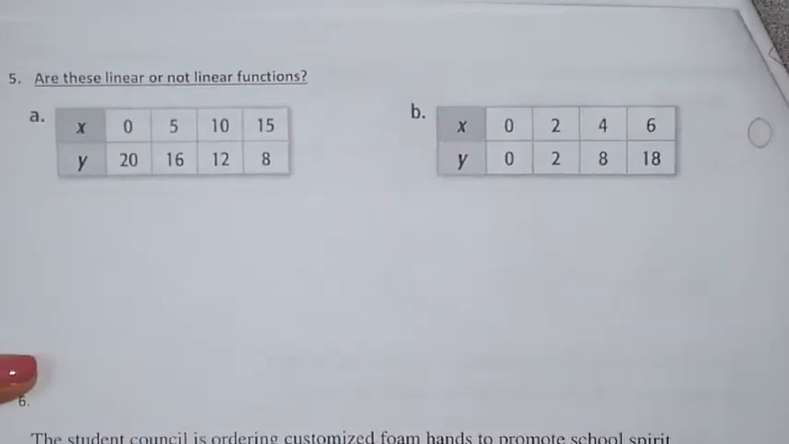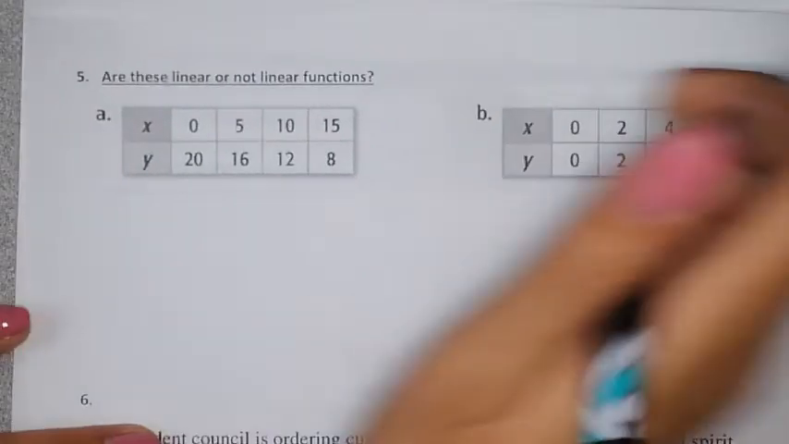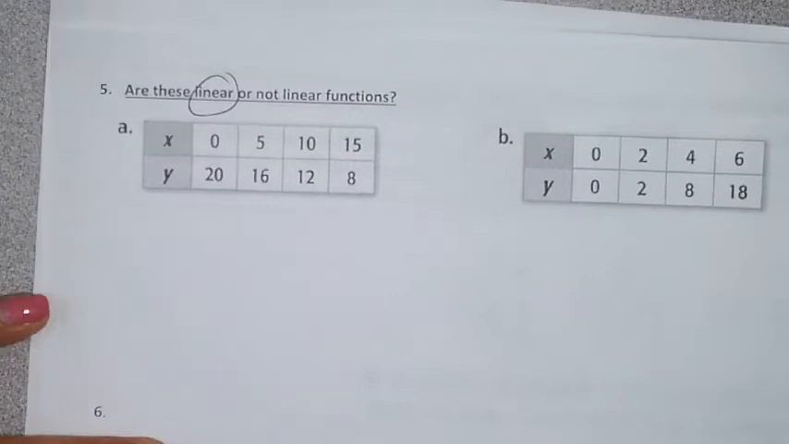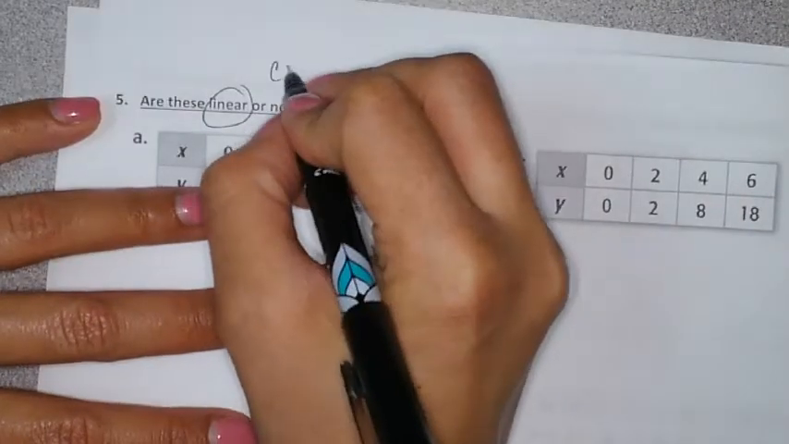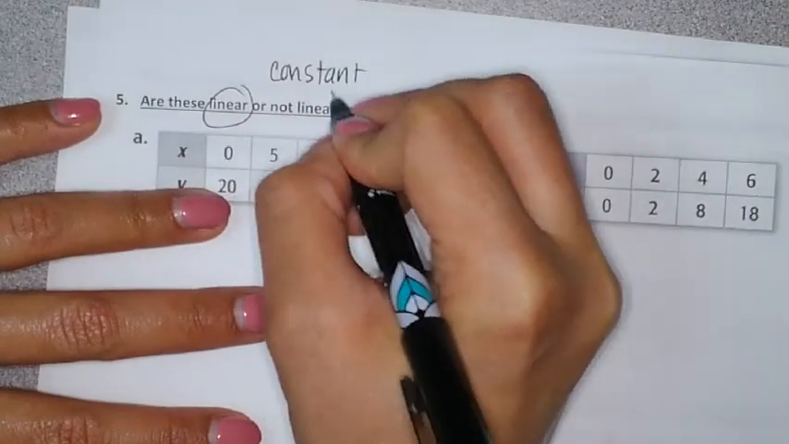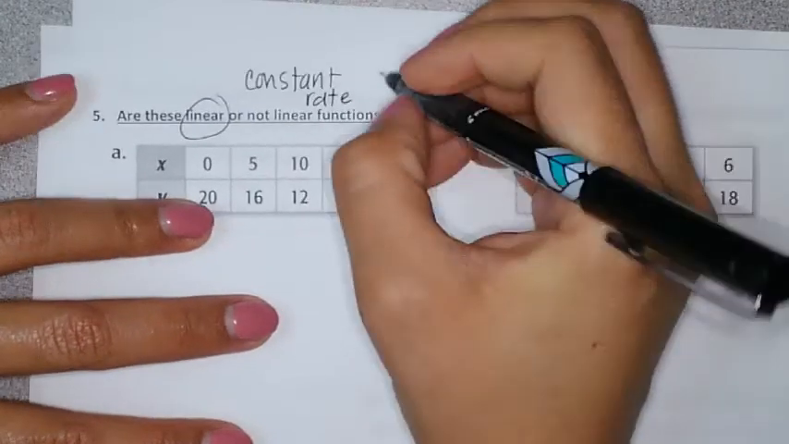To the next video, video number 3. Linear or not linear? Linear if it has a constant rate of change. And it's a straight line, remember?